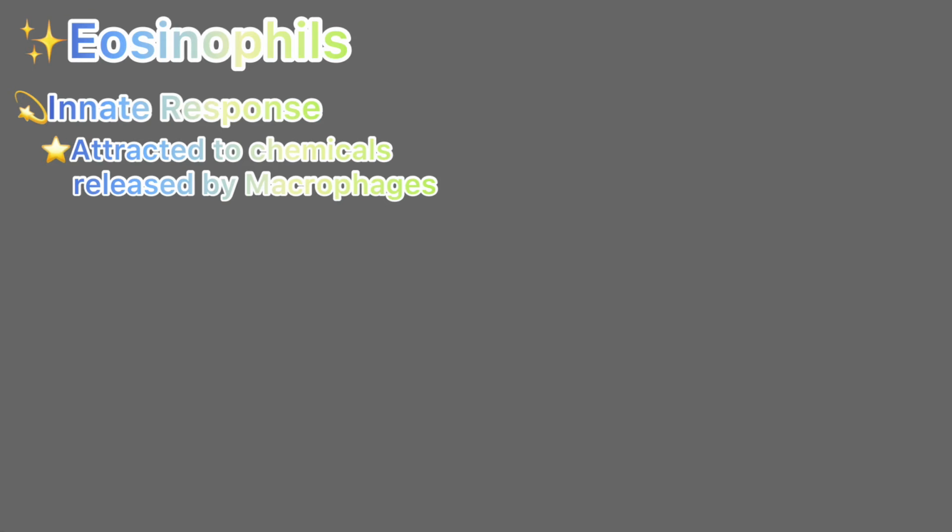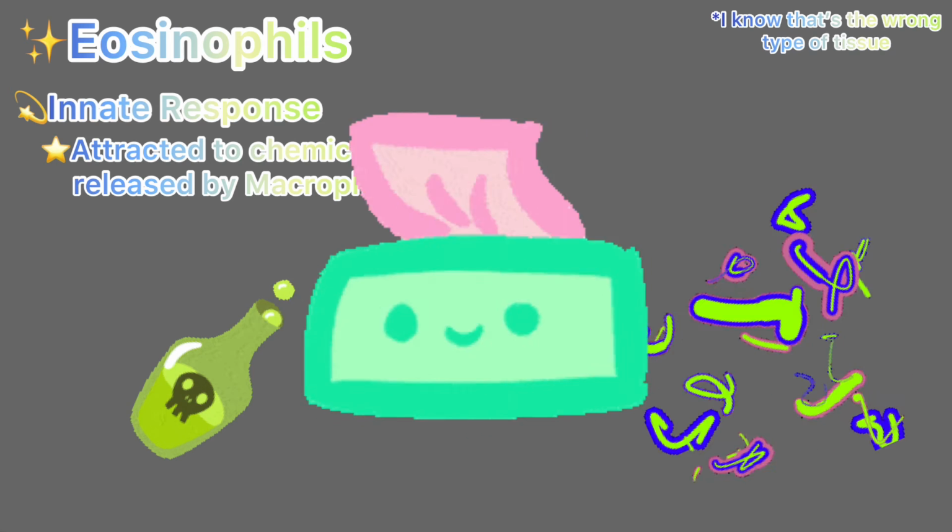Now we're moving on to eosinophils. Eosinophils are involved in the innate response just like mast cells and basophils, and they are also attracted to the chemicals released by macrophages. They release toxins that murder bacteria, but they can also cause tissue damage.